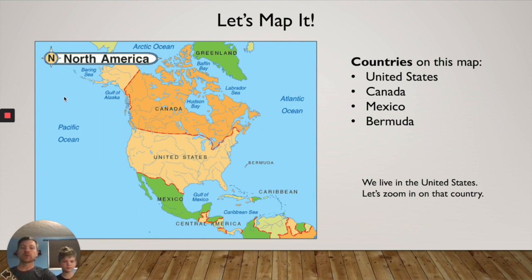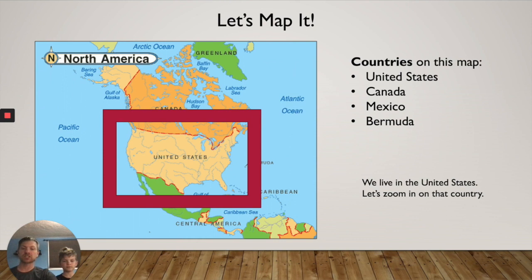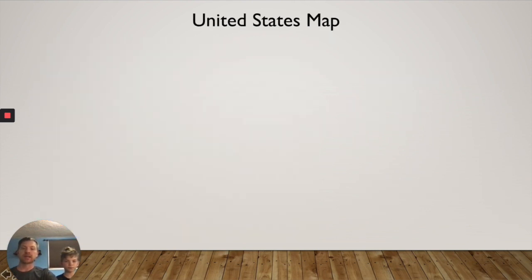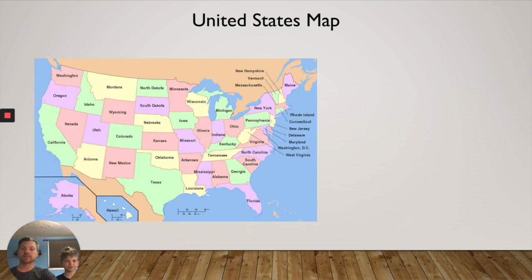All right. So we live in the United States. Remember, this is a country. So President Trump is the president of this whole country, the United States. Let's zoom in on just this part. So on the next map, it's going to be everything that's inside of this box. Let's zoom in. And here is a United States map. And let's see what we notice on there.